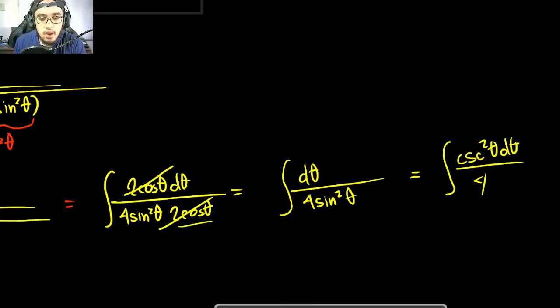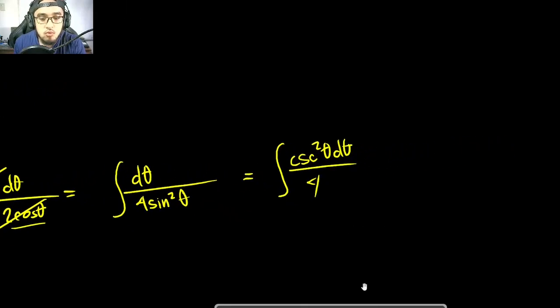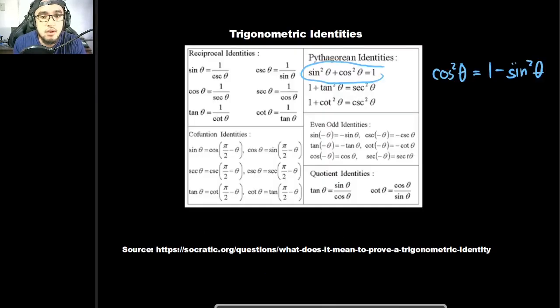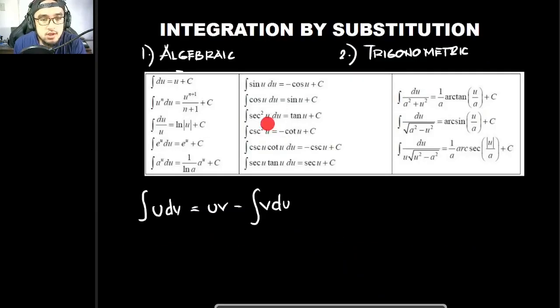So now that we have simplified our equation, what we would be doing is getting the integral of this using the basic formulas we know. So the integral of cosecant squared theta is equal to negative cotangent u plus c.